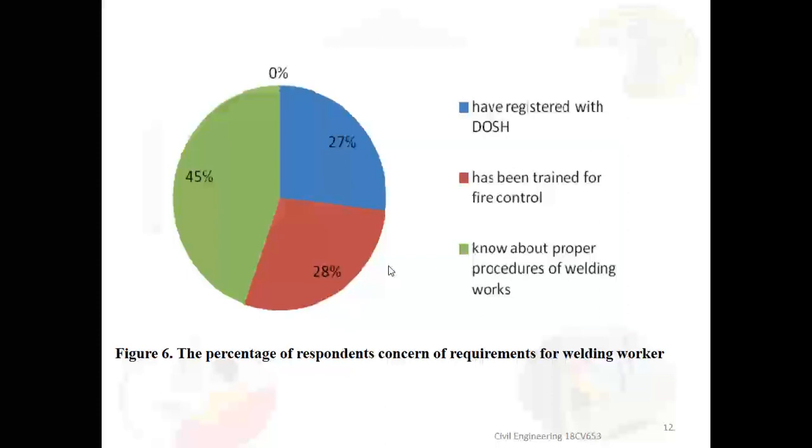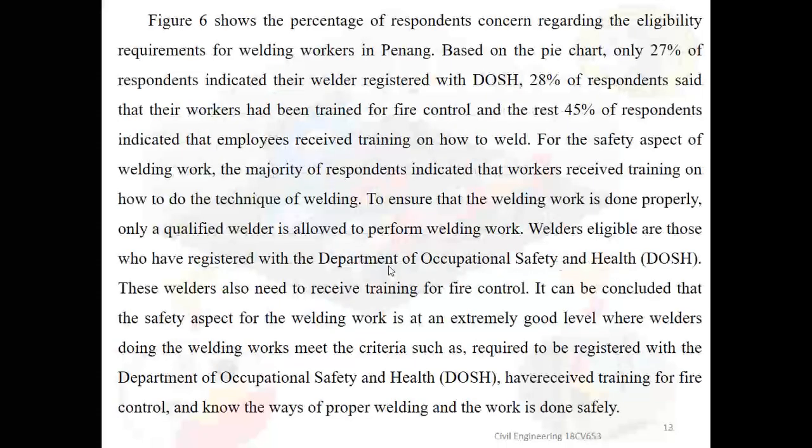Now we can see that 27% have registered with the DOSH, 28% have been trained for fire control, and 45% know about the procedure of welding works. This data and figure show the percentage of respondents regarding the eligibility requirements for welding works in that area.